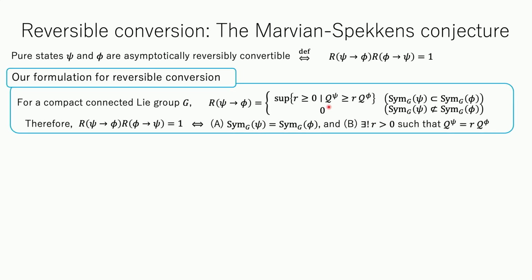And by using our formula, we can derive a necessary and sufficient condition for the conversion to become reversible. For simplicity, let us consider the case of a compact connected Lie group where we only have one matrix inequality. From this formula, we can see that the conversion is reversible if and only if two conditions A and B are satisfied, where A is a condition on the symmetry subgroup, while B is a condition about the quantum geometric tensor.